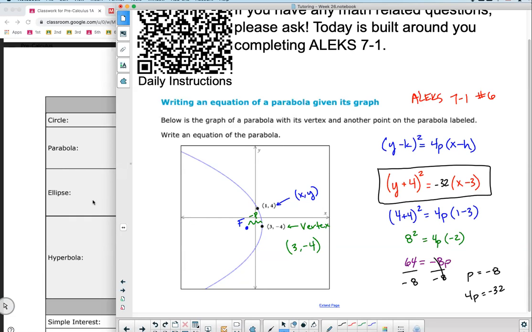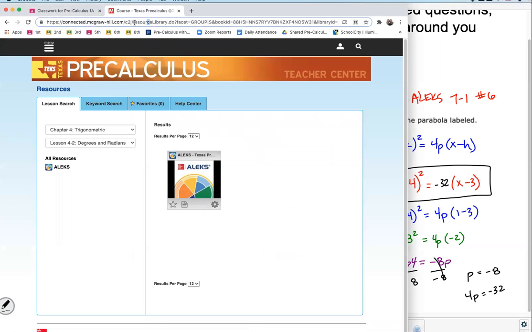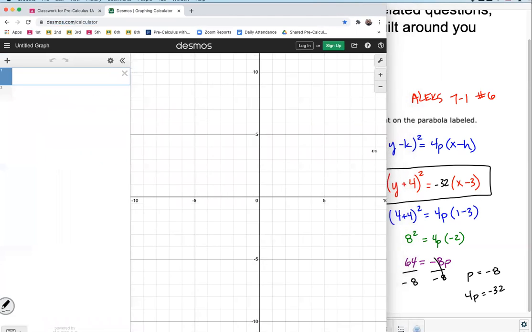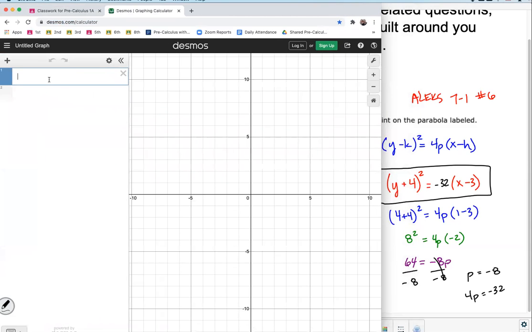So I'm going to check my answer real quick in Desmos. How do I check it? I'm going to type in the whole equation that we just came up with. Let me shrink this a little bit so I can see it. We think the equation is going to be (y + 4)² = -32(x - 3).